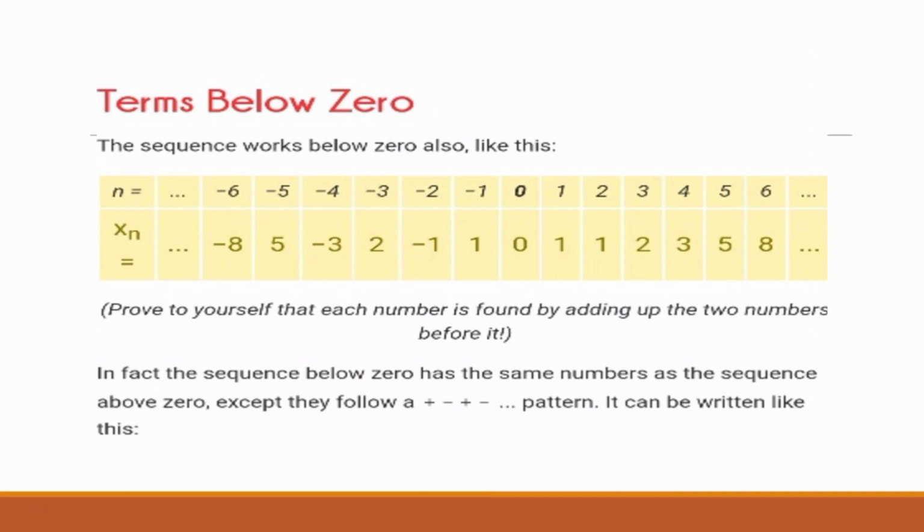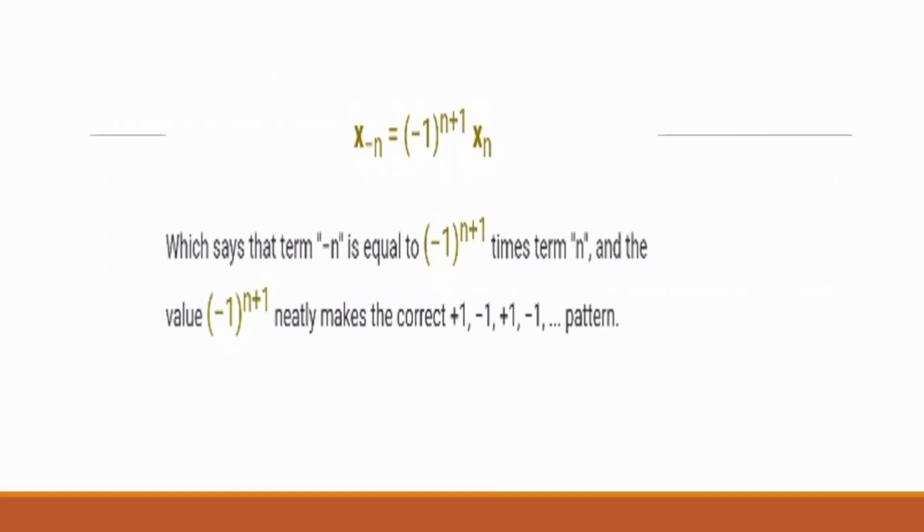So, terms below 0 naman. Paano naman kung yung ating mga terms is below 0? So, the sequence works below 0. Pag below 0 yung ating n, kung yung x sub n natin is negative, yun yung below 0. So, ang magiging formula natin dyan, class, is ito.